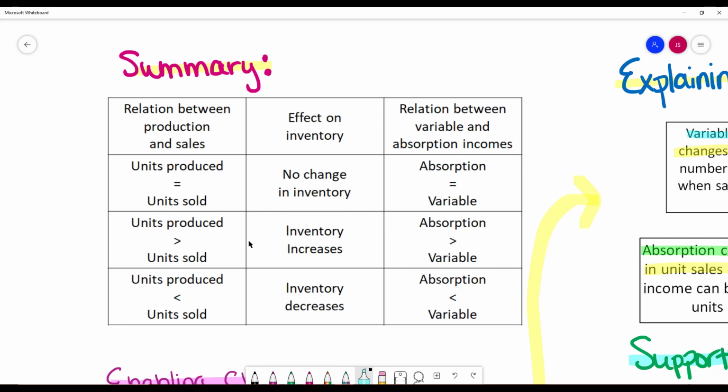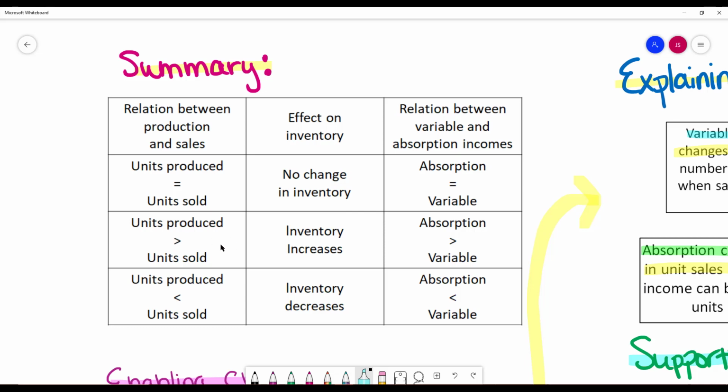If you have units left over, remember those units under absorption costing not only have variable production costs attached to them, but they also have fixed manufacturing overhead attached to them from the period. So under absorption costing, the units left over are going to have fixed manufacturing overhead attached to them that is not going to immediately flow through to the income statement. Whereas under variable costing, all fixed overhead flows through to the income statement because it's a period cost.